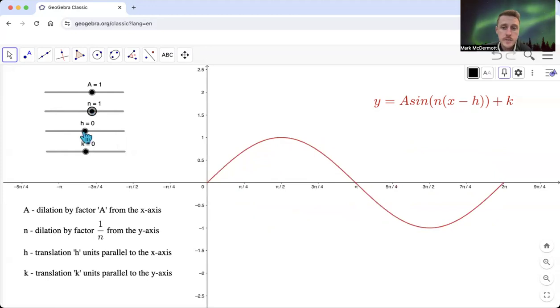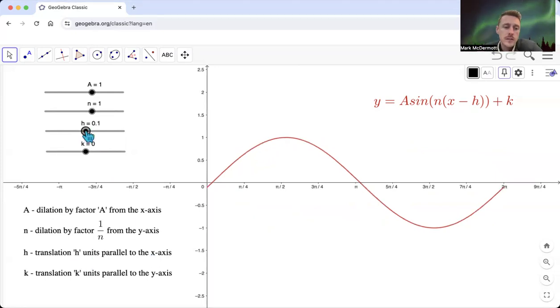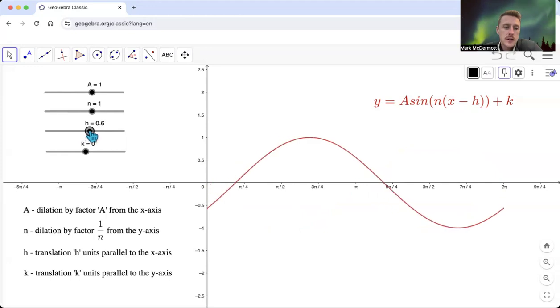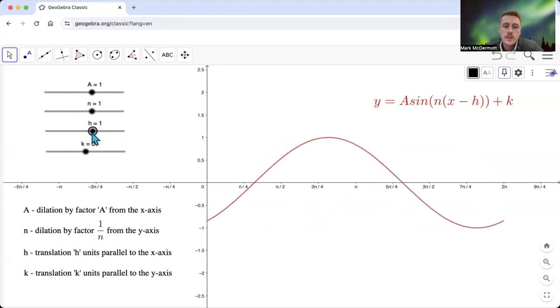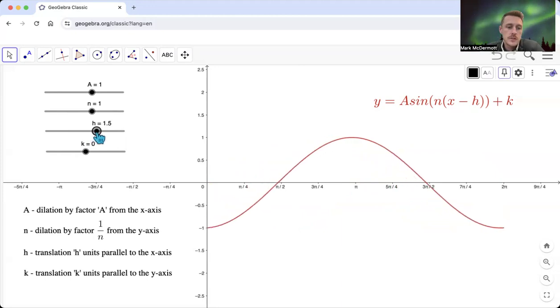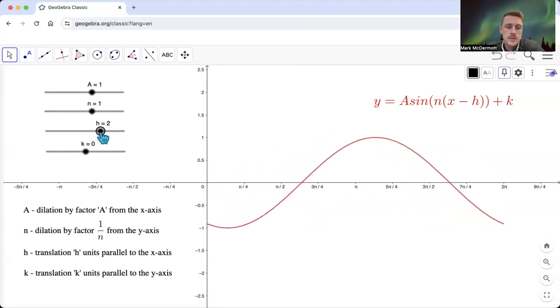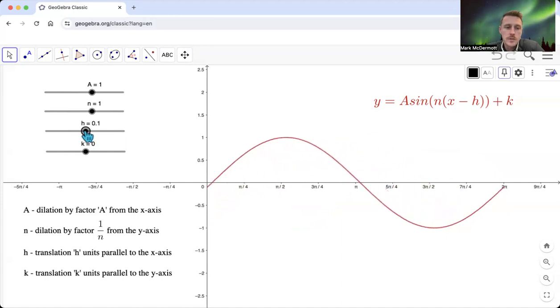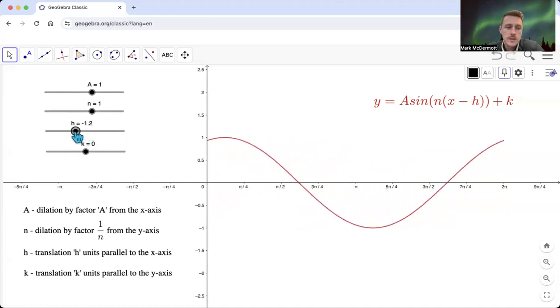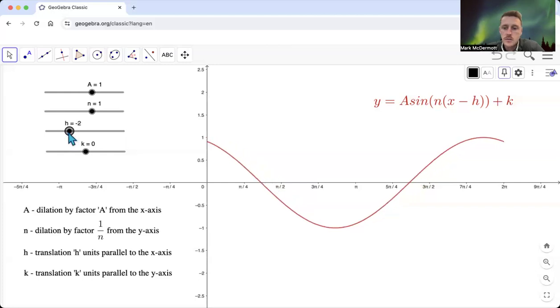All right, h. From all the other functions you've learned, hopefully you realize that this h value is what's going to shift it h units parallel to the x-axis. So it basically means it's going to move it right or left. If h is, let's say, +2, let's make it 2. You can sort of see that's shifting it to the right by 2. If it was -2, shifting everything to the left by 2.